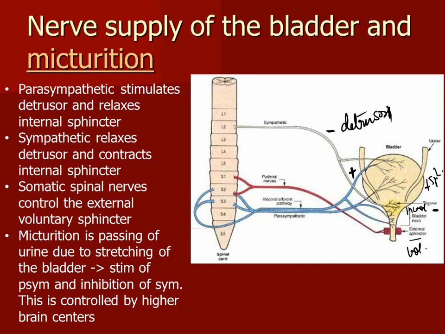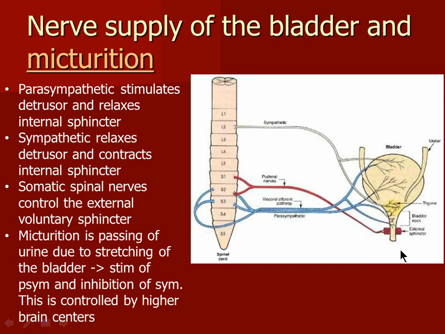And then when your bladder fills to a certain extent, the stretch reflexes will go, and what they will do is stimulate the parasympathetic neurons in the sacral part of the nervous system. Those will come and cause contraction of the detrusor and relaxation of the sphincter so that urine can pass out. And at the same time, your external sphincter, because it's voluntary, is supplied by somatic nerves. So they will also need to relax so that you can completely void. Now, this is kind of like a local reflex.